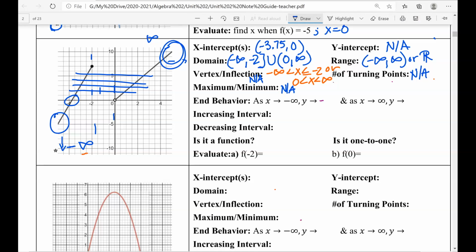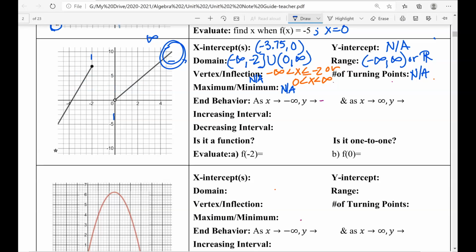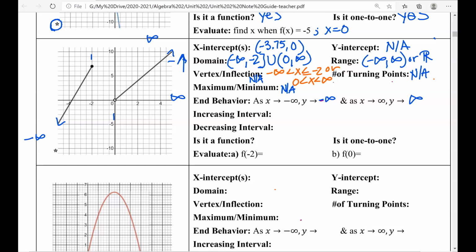End behavior. Oh man, I marked too much right here. End behavior is talking about as x goes towards infinity and -infinity. So here's -infinity for x somewhere over here, y is going downward, so that's -infinity. Similarly over here, as x is going towards positive infinity, y is going up, so that's going to be positive infinity.